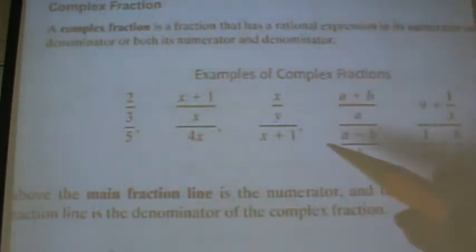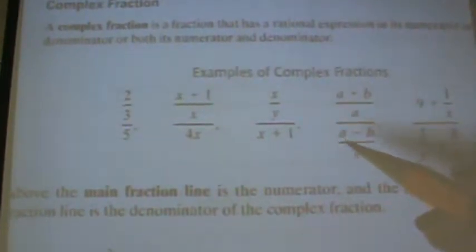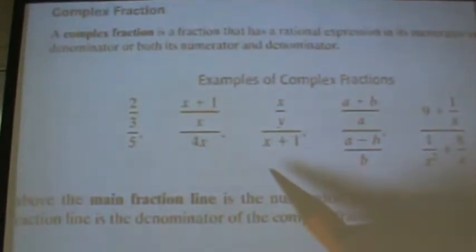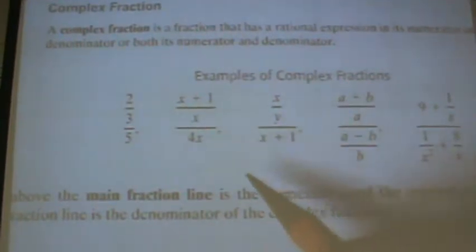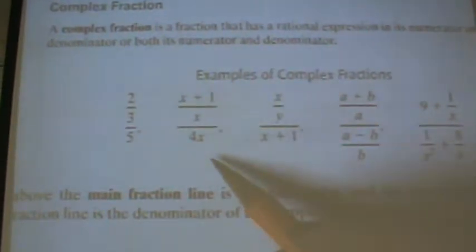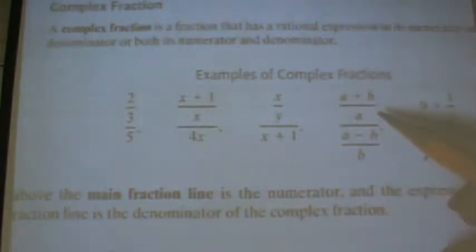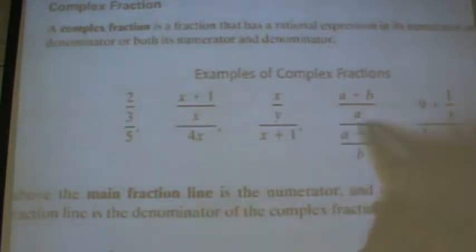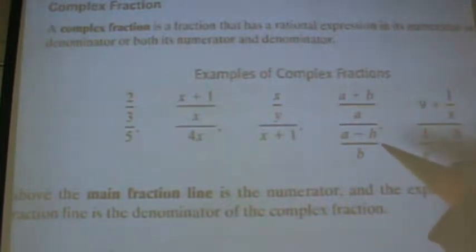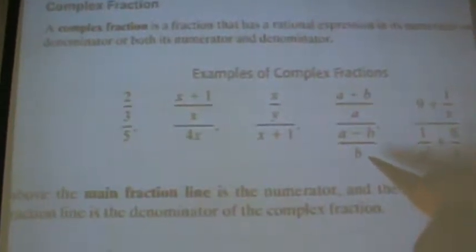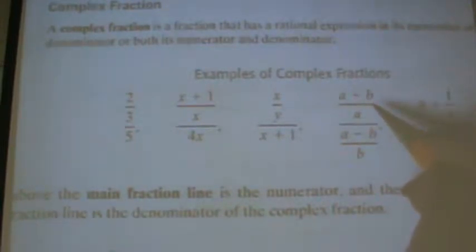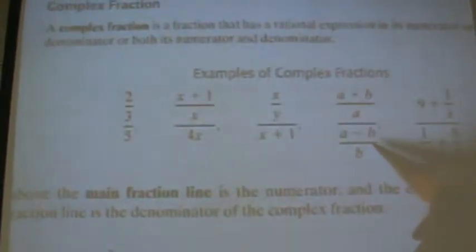All right, what we're talking about, we started this yesterday. These are called complex fractions. A complex fraction is a fraction over a fraction. So you've got one fraction in the numerator and another fraction in the denominator. So you're actually dividing. When we divide, we flip and what? Multiply. So sometimes your complex fraction needs to be simplified before you flip and multiply.